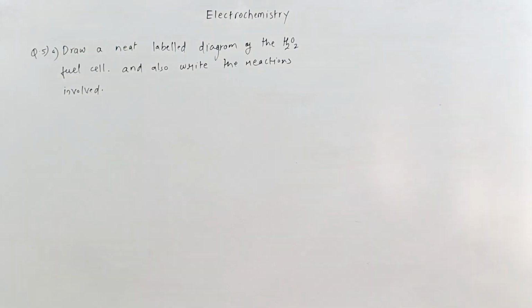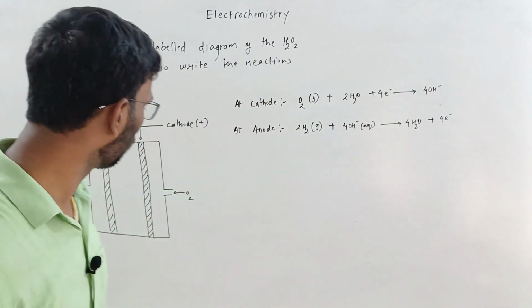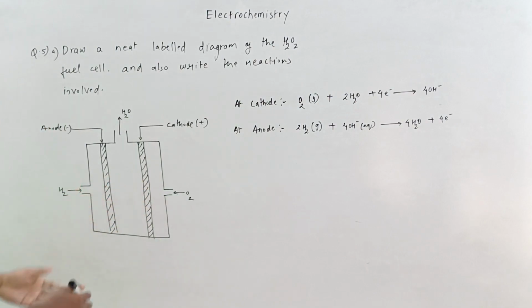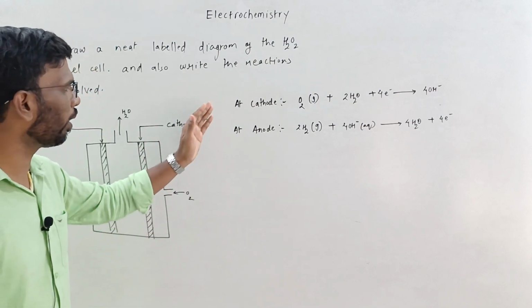So the next question is this: draw a neat labeled diagram of the H2-O2 fuel cell and also write the reactions involved. So I'll show you the diagram. Just give me a second. So this is the cell diagram, that is the H2-O2 fuel cell. H2 and oxygen are supplied and the byproduct is water. This is a simple diagram, and only very important reactions, that is the reactions taking place at the anode and the cathode.